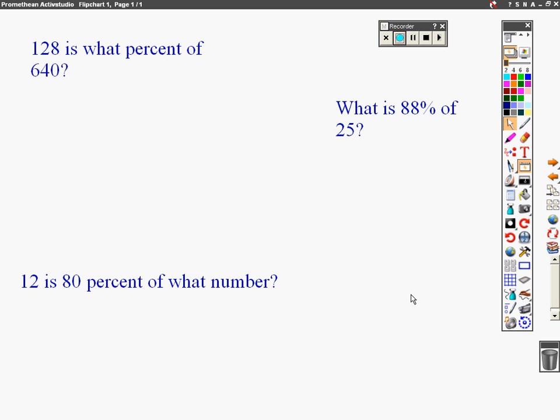Okay, we've been working on solving proportion problems in class, and I want to show you how to solve percent problems using proportions. Okay, the first problem, we have three different problems here. All can be solved the same way. All right, first problem is 128 is what percent of 640?